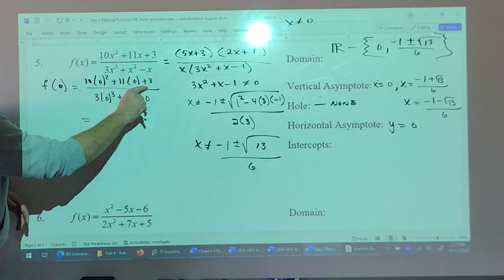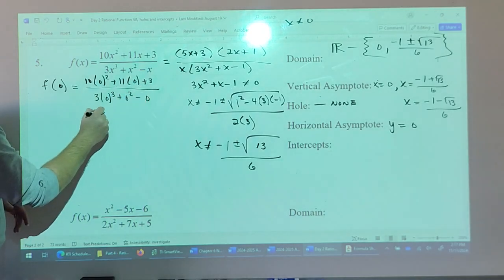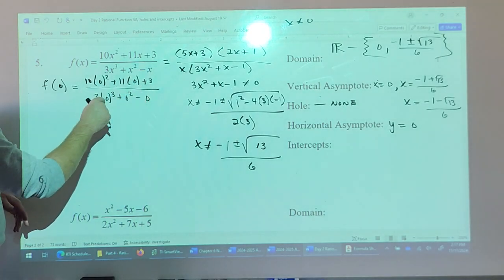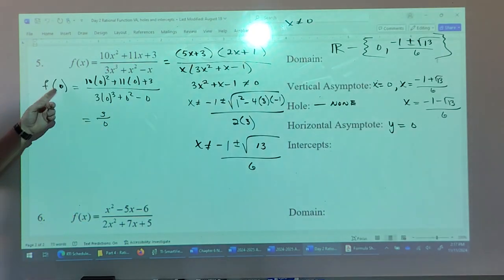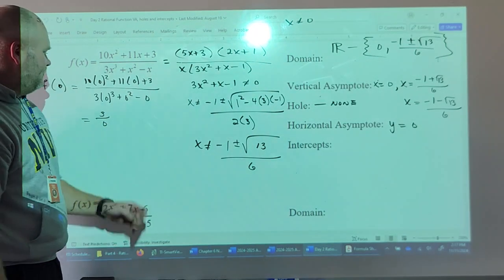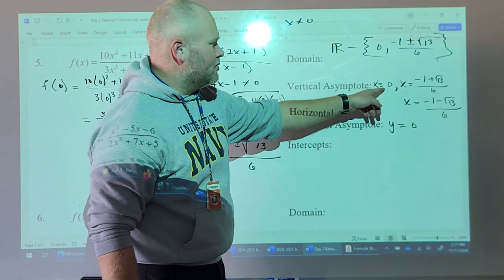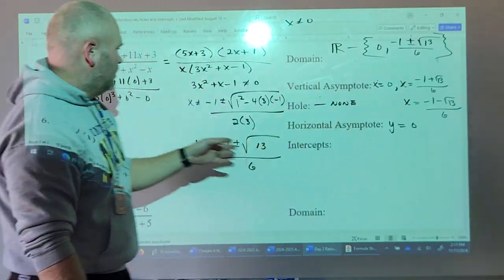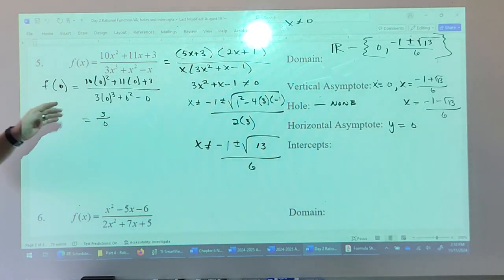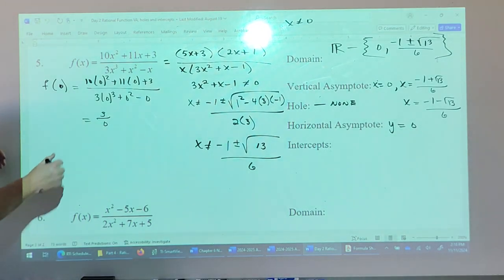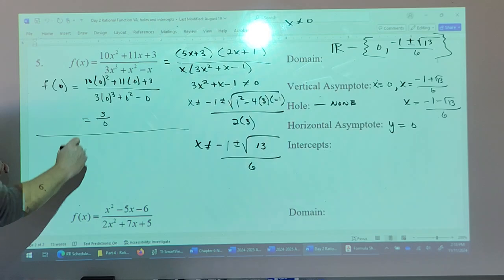So on the top, we're fine. We're going to get +3. But on the bottom, we're going to get 0 plus 0 minus 0. So we're going to get 0. So the y-intercept is undefined, which makes sense because there was a vertical asymptote at 0. So this one is not going to have, there is no y-intercept. Now x-intercept wise, so that was y-intercept.